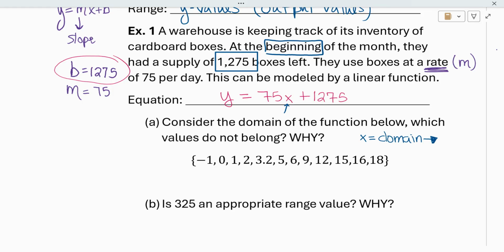The number of boxes that we have left is y. That's my output. Boxes left. What does x, what would we, the number of days. So x is the number of days.